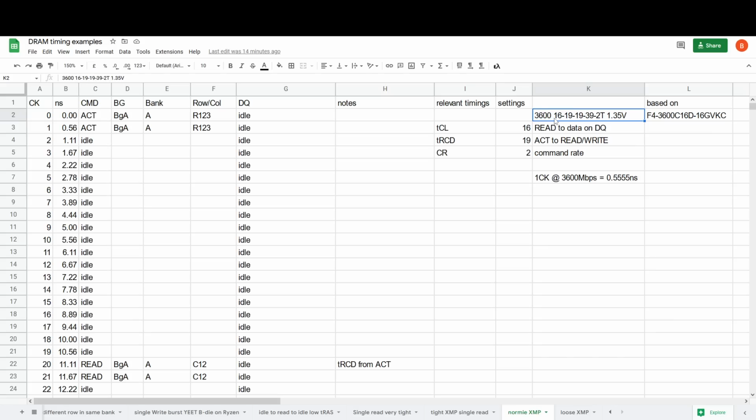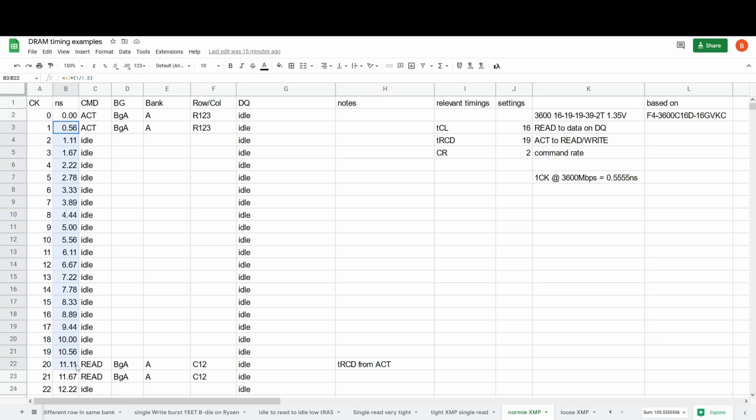This is a Hynix CJR bin, by the way. Generally, it could also be DJR at this point, but I think CJR is still plentiful. Anyway, so now we're looking at 16, 19, 19, 39, 2T, 1.35 volts. So our command rate is still 2, tRCD is 19, tCL is 16. So we send our activate command, we hold it for 2 clock cycles, row 123, bank A, bank group A, same thing, right?